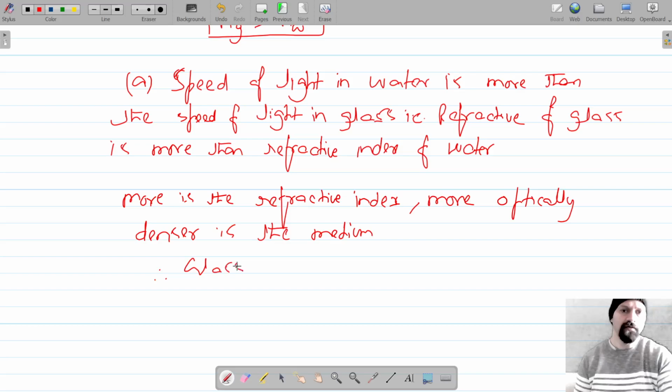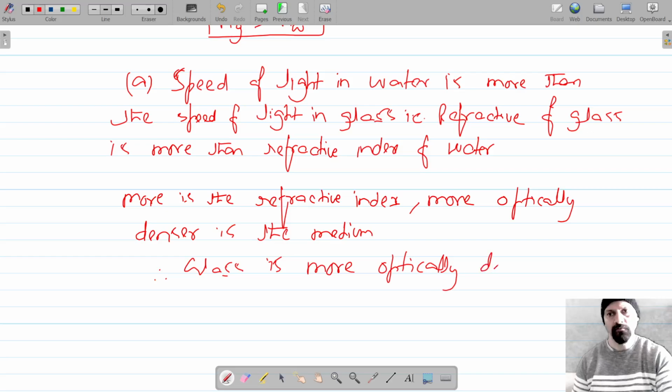Therefore, glass is more optically denser than water. Okay.